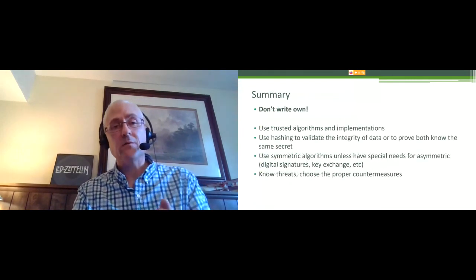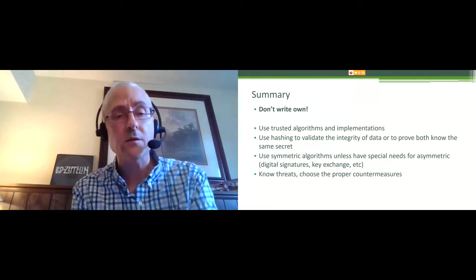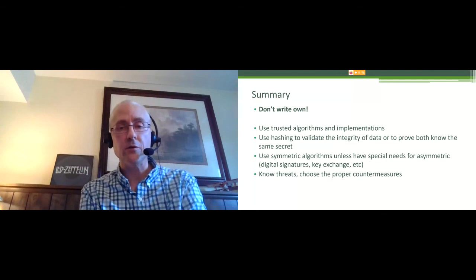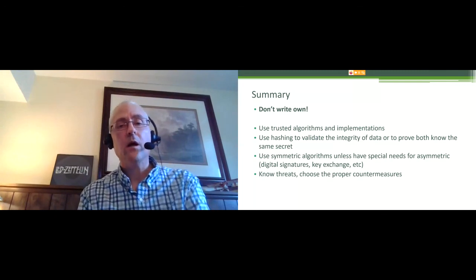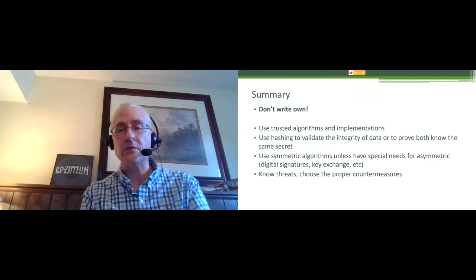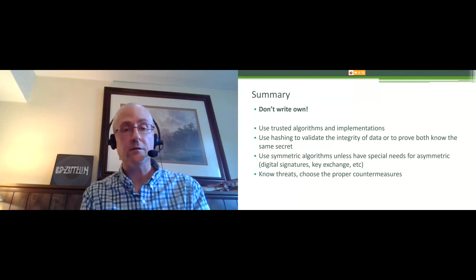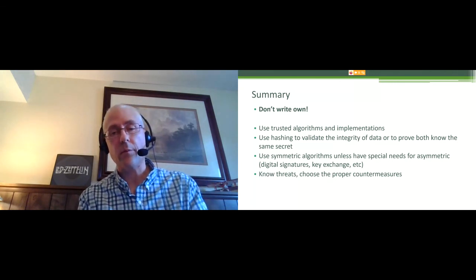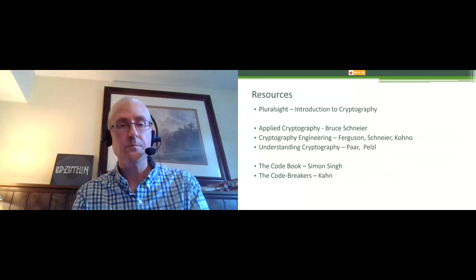So the summary again: don't write your own cryptography. Use trusted algorithms and implementations. Know what you're trying to do. If you're trying to validate integrity of data, use hashing. Use symmetric algorithms because they're so much faster, unless you have a special need for asymmetric, like you have a key exchange problem or you need to do digital signatures. And think through your threats and make sure you're choosing the proper countermeasures. So know your environment and think about how you might be attacked so you can make sure that you're covered.